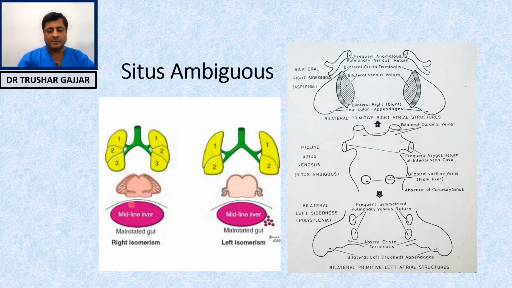Both atria are of the right variety. There is asplenia. While in left isomerism, there are 2-lobed lungs on either side, both bronchi are hyparterial, and both atrial appendages are of the left variety. The liver is midline, and there is polysplenia. So this is called situs ambiguus, with either left isomerism or right isomerism.